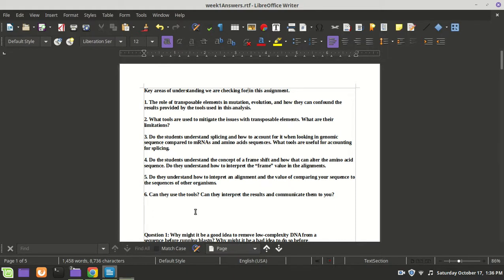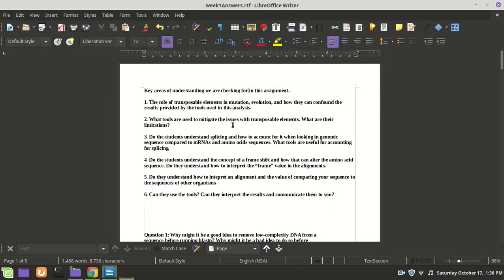Some of the answers are very specific, so you can just count it correct or incorrect, however you want to interpret it. But one of the main goals here is that they have to understand the role of transposable elements in altering the genomes of these organisms.